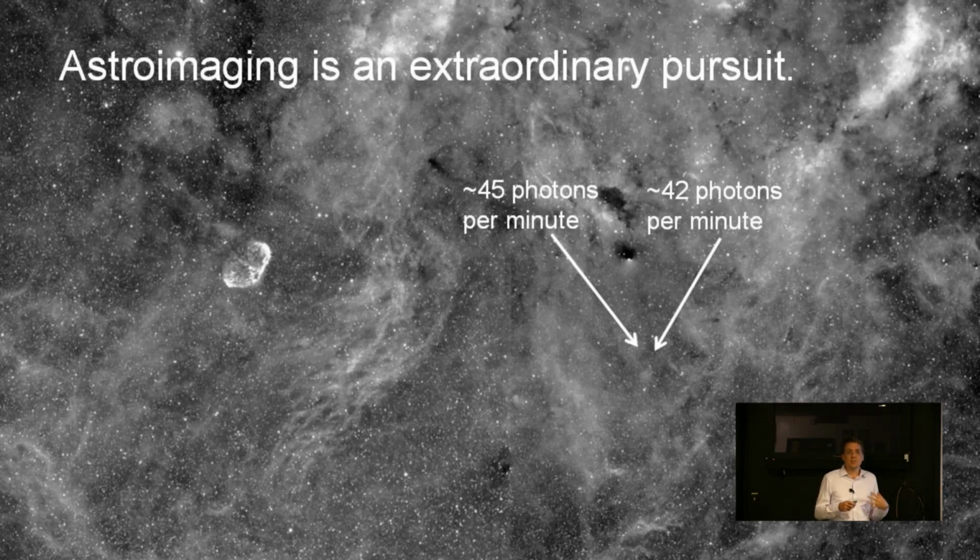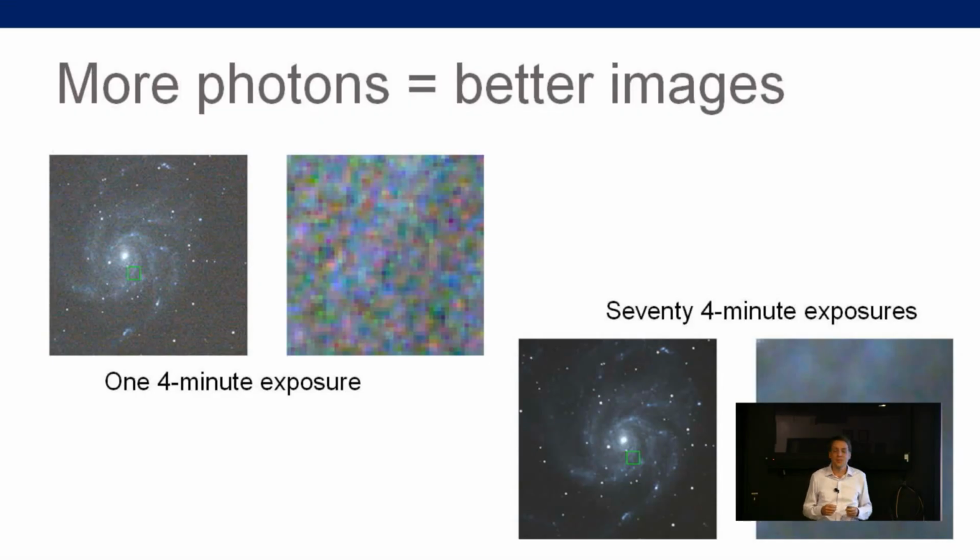So as astro imagers, we deal with things that the normal photographer in daylight can't even imagine, right? The things that you have to deal with to count 42 photons a minute accurately and distinguish that from 45 photons is pretty astonishing, right? So this is what we're faced with every clear night.